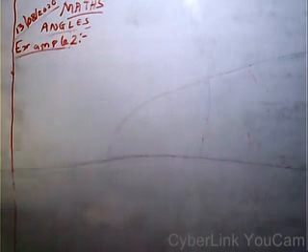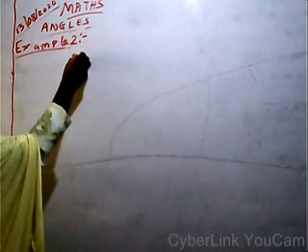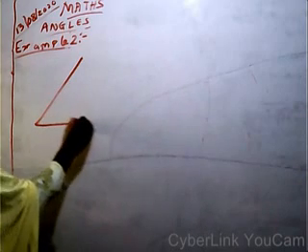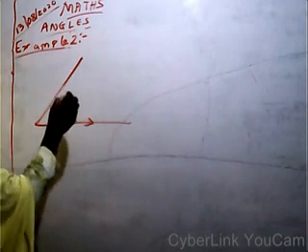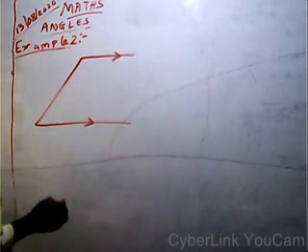Example 2. I have another diagram that looks like this. Another one is there, my parallel line. This one has only one pair of parallel lines. These two lines are parallel.